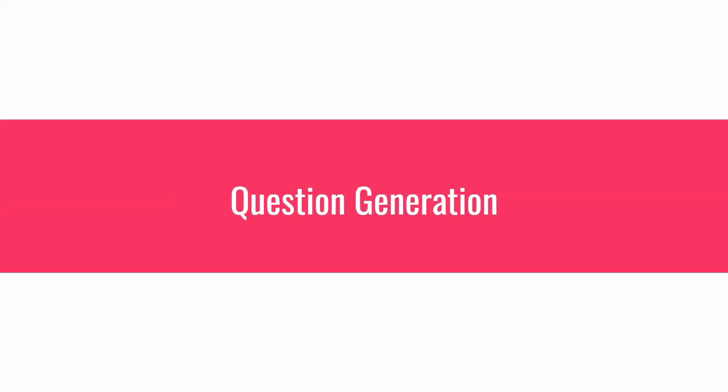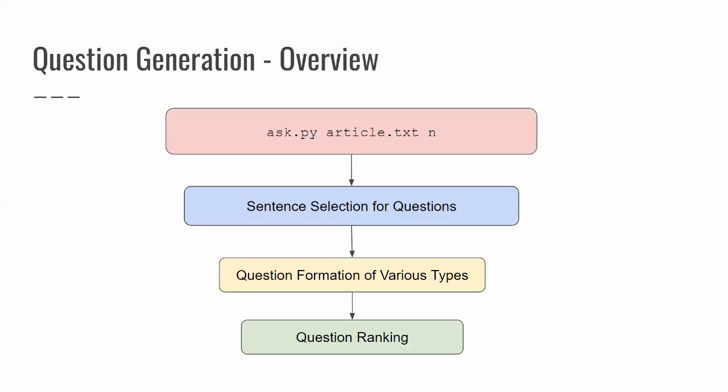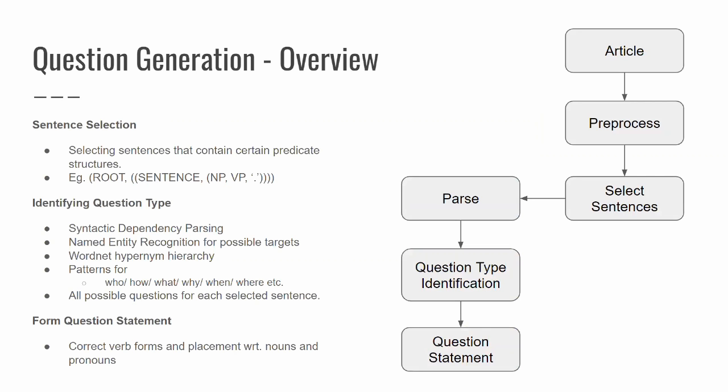So we'll start by going over our question generation part. This is mainly two parts: the sentence selection and question formation part, and then the question ranking part, where we try to select the best questions. So here's our overview of the question generation part.